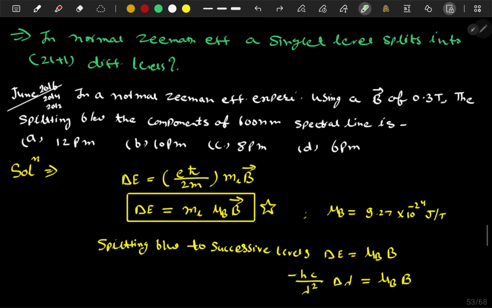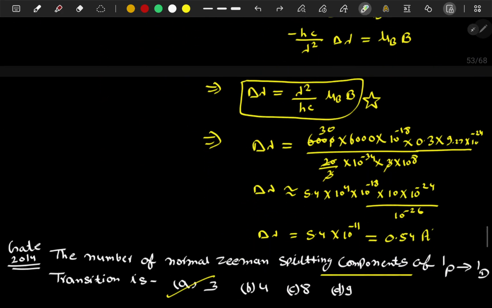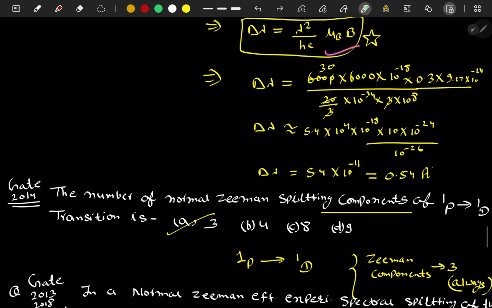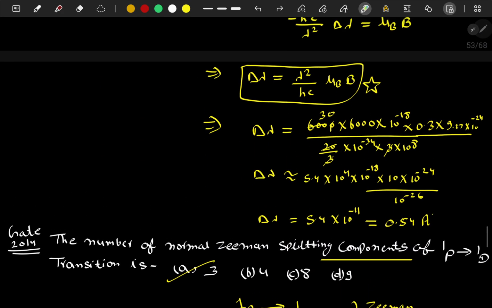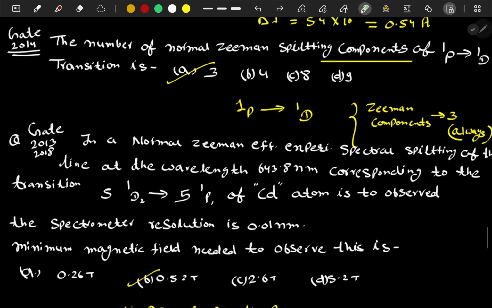So from here we have calculated the splitting between the components of the spectral lines. We were given B and λ, and we had to find out the splitting Δλ, and we have obtained the value. This should be the formula remembered: ΔE equals μ_B B, and from here you calculate Δλ equal to λ² upon hc, μ_B into B.